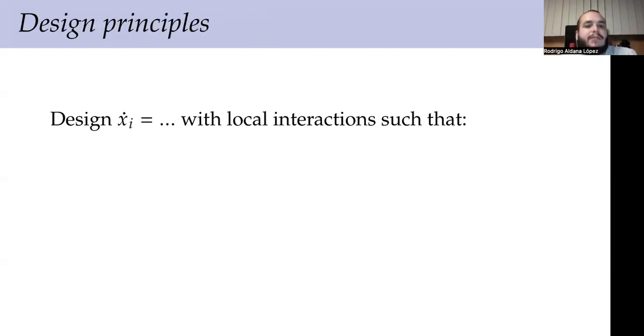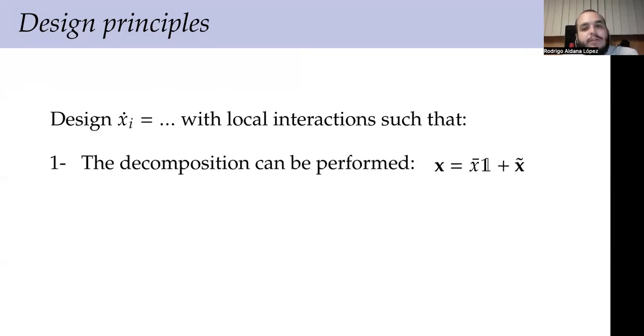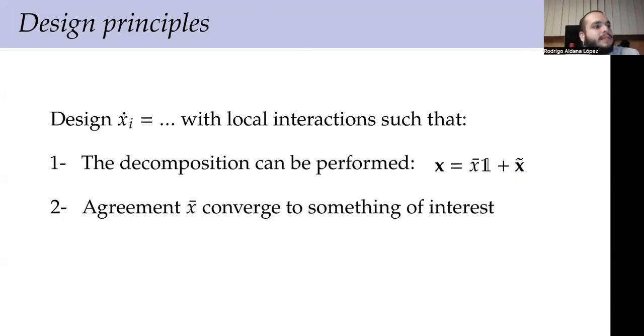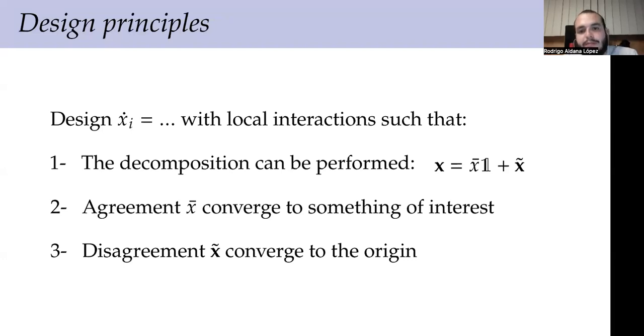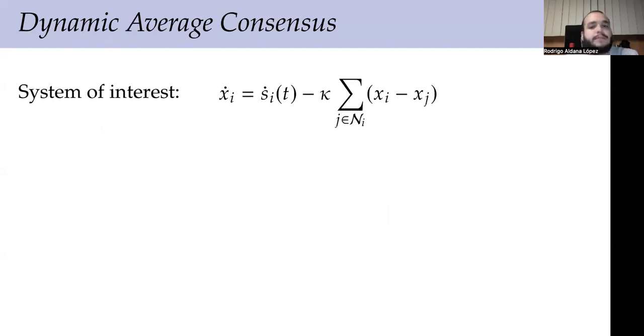So the main design principles, or the design philosophy, for this kind of problems is that you design, let's say, the dynamics of your memory using local interactions, such that first you can make this decomposition in something parallel to consensus and the disagreement, right? Such that the dynamics are decoupled. I mean, the dynamics of this does not depend on the dynamics of this. That the agreement converges to something of interest. In this case, it was that it converges to the average of the quantities of interest, and that the disagreement converges to the origin, okay? So this is the main, let's say, philosophy that we will keep undergoing, okay? Now, for dynamic average consensus, which is a more interesting problem.